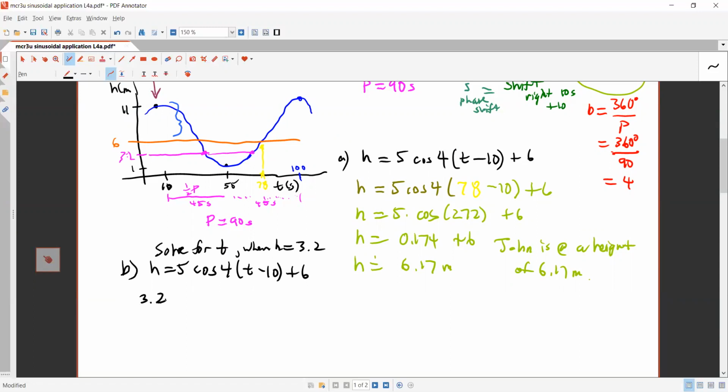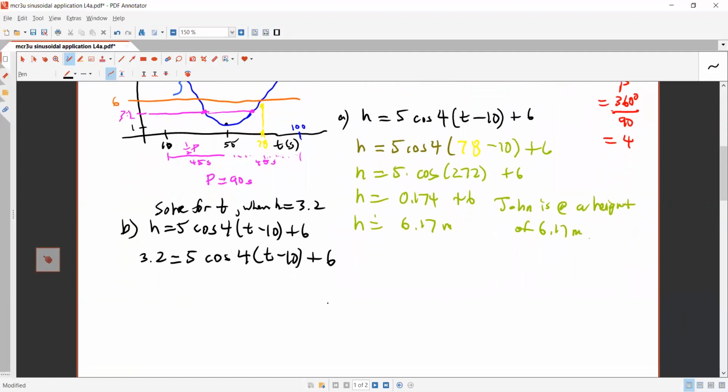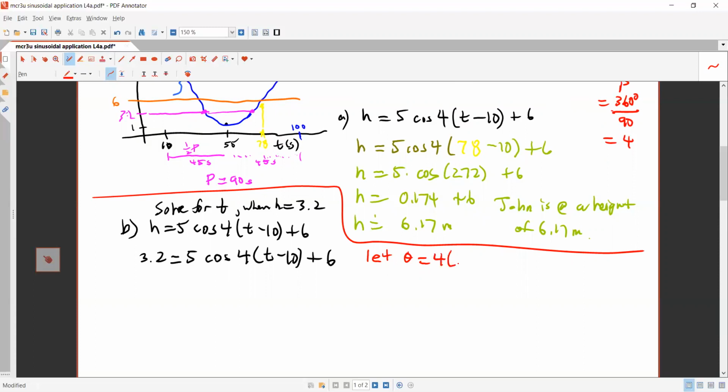So sub that in. And don't feel bad. This is very uncomfortable for some of you, because when you're solving, a lot of you realize you might have some difficulties with the reverse order of operations. So before we begin, I actually like doing a substitution for this part. And let's just break this up so it's different. Let theta equal 4t minus 10. And I'll explain that in a moment. Let me just take an extra step to show you what I'm doing.